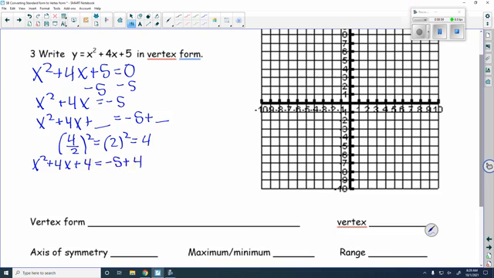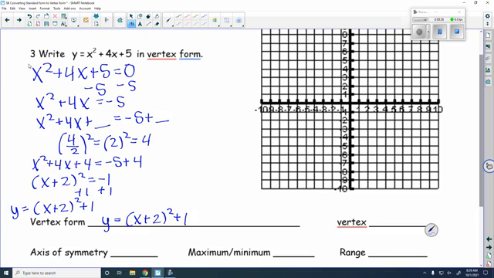This side simplifies. Look at the middle number divided by 2. So it simplifies into x plus 2 squared. Negative 5 and 4 gives me the negative 1. And then the brand new step today is just to move that negative 1 over. So when I move it over, I have to add 1. So I get x plus 2 squared plus 1 and y equals. So my vertex form is y equals x plus 2 squared plus 1.